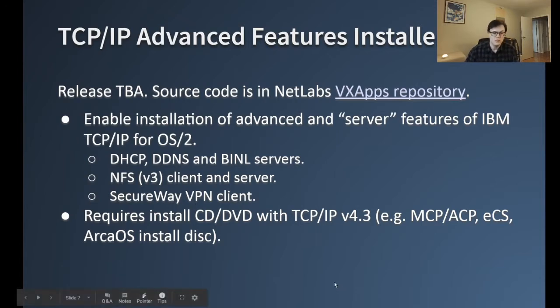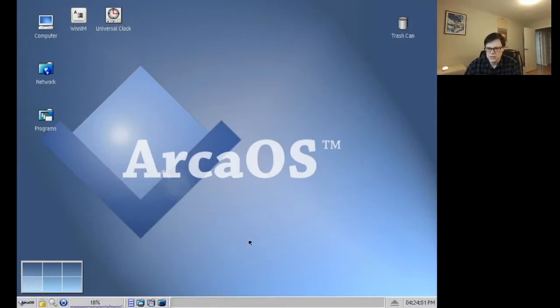Now, on the off chance that you don't have TCP/IP installed already, that is to say the TCP/IP application package, you can install the whole thing, but honestly, in most cases, you would be using this program on a system like an installed MCP system or ECS or ArcaOS, where you install the TCP/IP base software with the operating system. You just want to add these features after the fact. That's kind of the use case for this. So, enough chattering. I'll actually show you what it looks like.